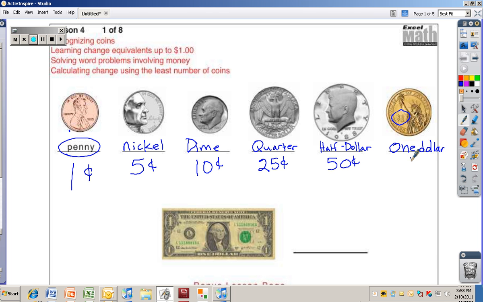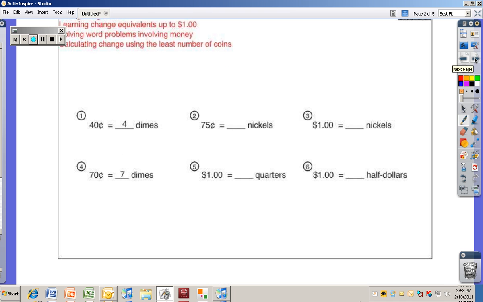Dollar, and that's equal to $1. And of course, this is a dollar bill, which is equal to $1. All right, let's go ahead and move on. We're going to be talking about converting cent amounts into coins. Here's 40 cents, and that's equal to 4 dimes: 10, 20, 30, 40.